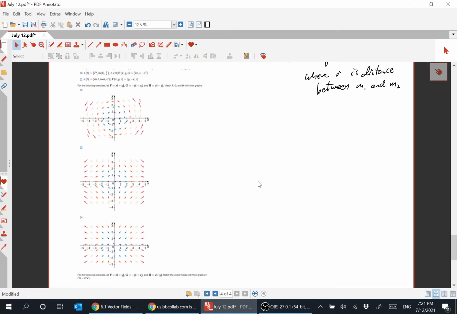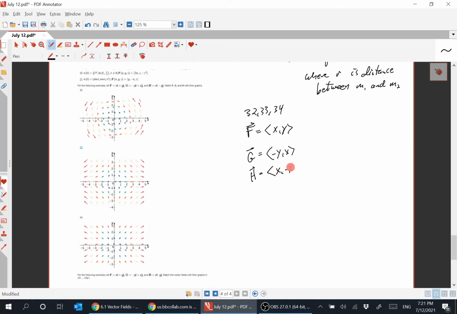Well, it doesn't look quite so nice as I would like, but there it is. So we're given these vector fields. F is 32, 33, 34. So F is equal to x comma y. G is equal to minus y comma x. And H is equal to x comma minus y. So now we've actually done all of those.